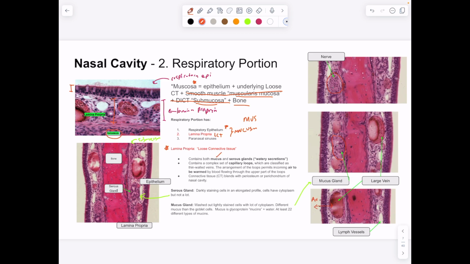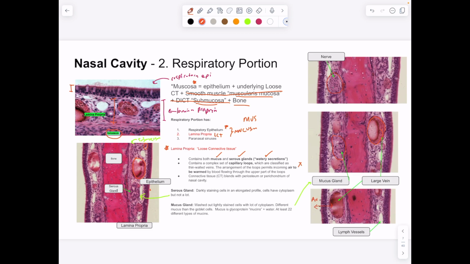The lamina propria will contain mucus and serous glands. We know serous glands are for like watery secretions. The idea here is that those are going to leak to the surface and kind of clean the surface overall. Then we have some capillaries, very large veins. So here's a vein. Those are intended, the veins, the capillaries are intended to warm the air that is going through the nasal cavity before it gets to the lungs.